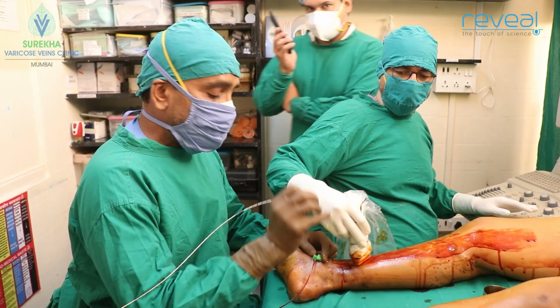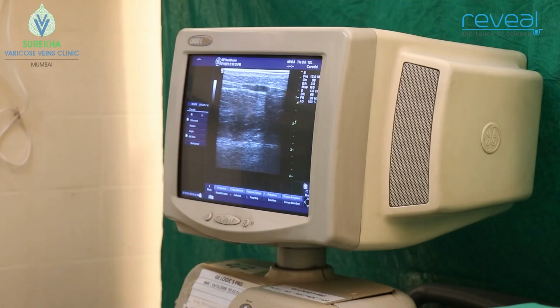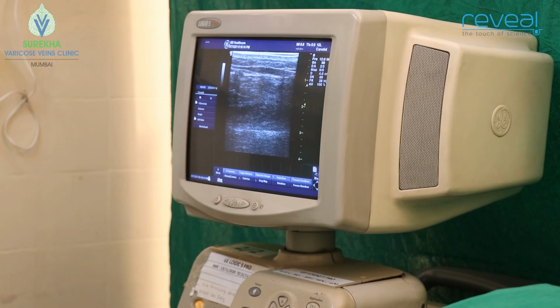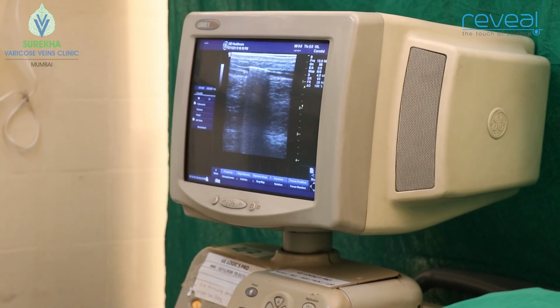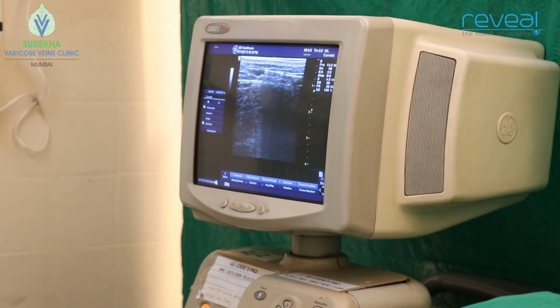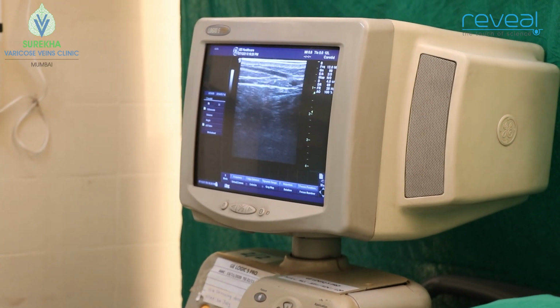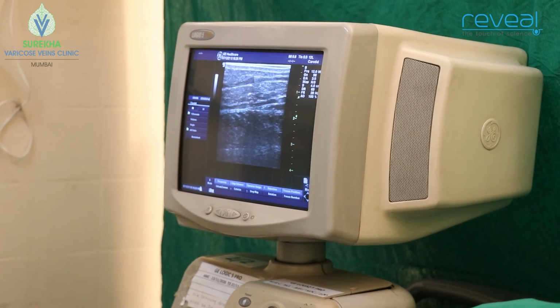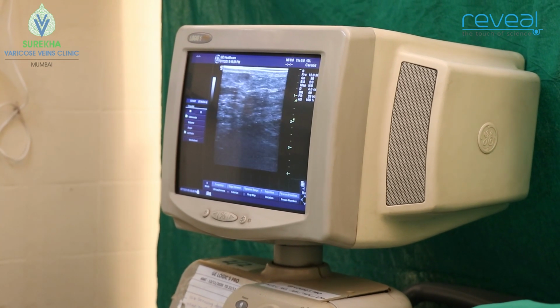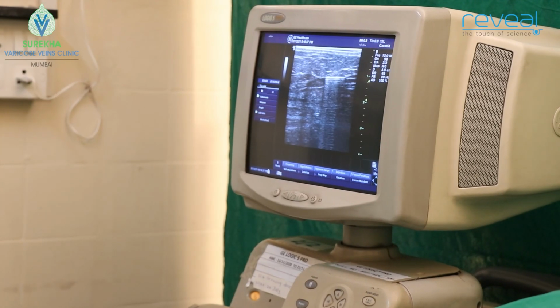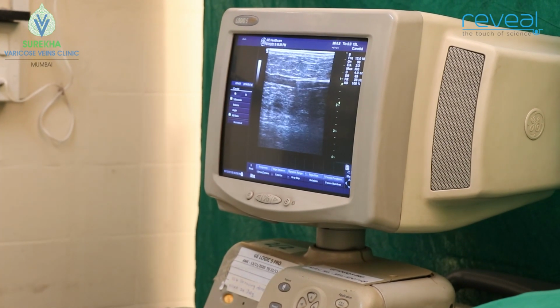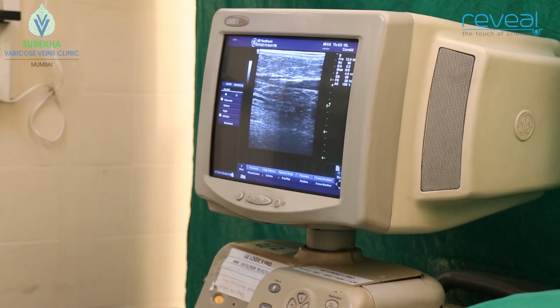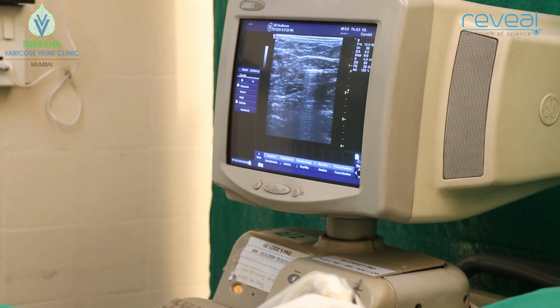Introducing the radial tip fiber into the sheath under ultrasonography guidance, as you can see on the machine. So this is the fiber which is advancing in the great saphenous vein. That ensures that the fiber stays in the desired vein and we don't stray into the dilated tributaries. So we are right now in the thigh. Okay, so this is the fiber tip, as you can see here.